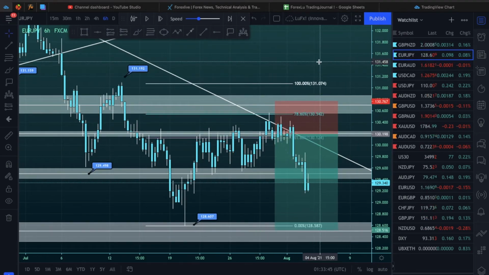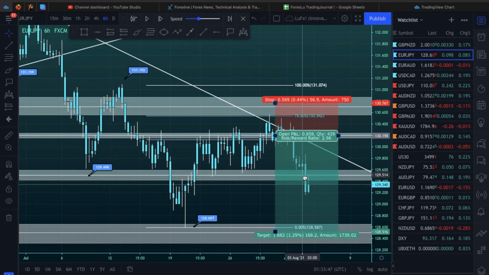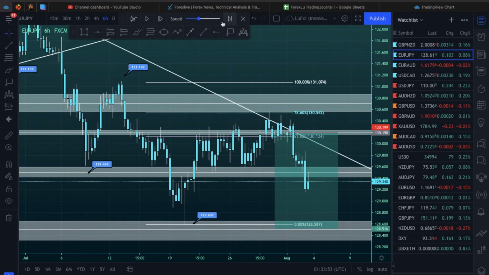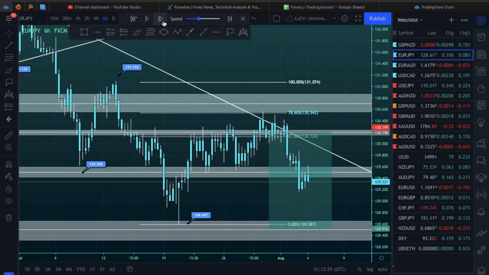So I'd lose 1% without taking partials. So once it hit there, I took 0.5% partials, and I put my stop loss to break even. So there's no risk on this trade, right? And then let's see what happened with price.